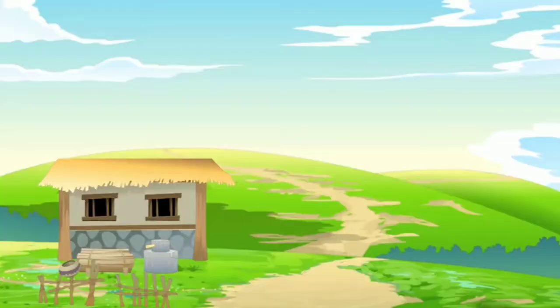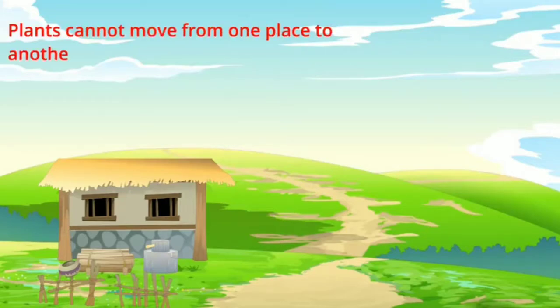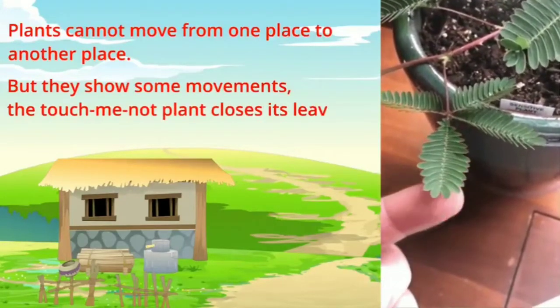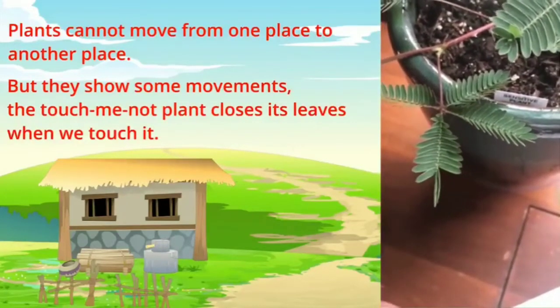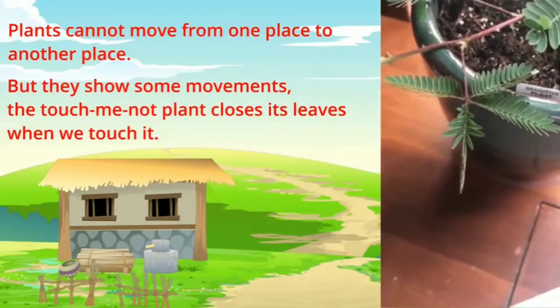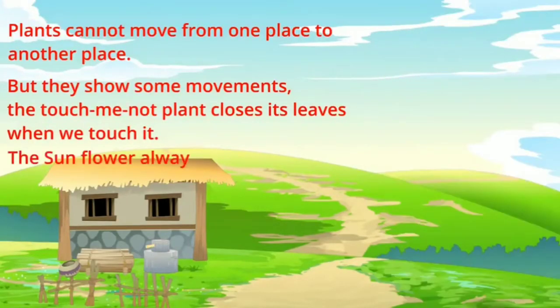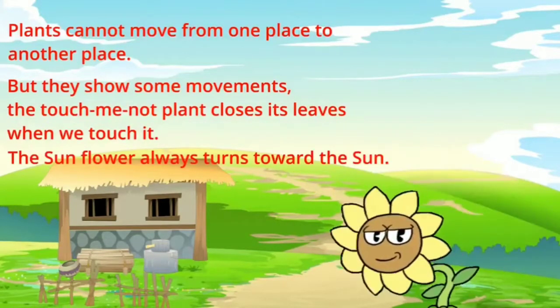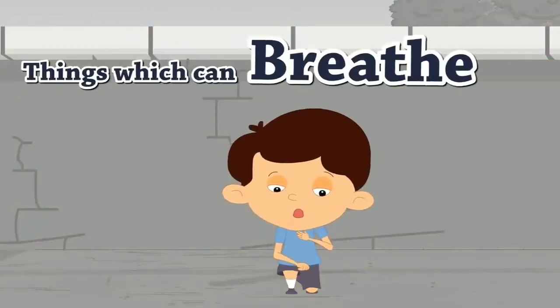But plants cannot move from one place to another place, but they show some movements. The touch me not plant closes its leaves when we touch it. See the image? The sunflower also turns towards the sun. So these are some movements of a plant.